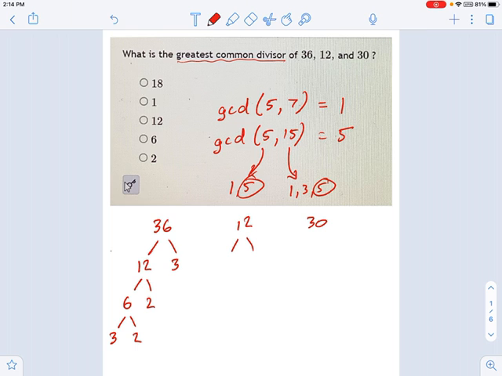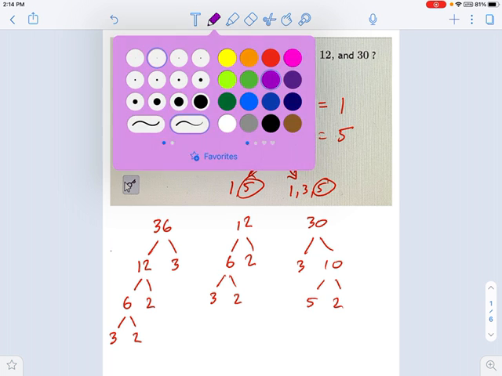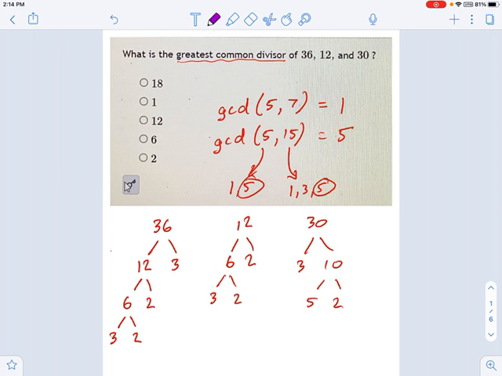12 we've already done. That breaks down into 6 and 2, which breaks down into 3 and 2 on the 6. And then 30 breaks down into 3 and 10, which is 5 and 2. So now let's go through these things and count the common factors. It looks like everything's got a 2. All right, I've got at least one 2 in all of these things.